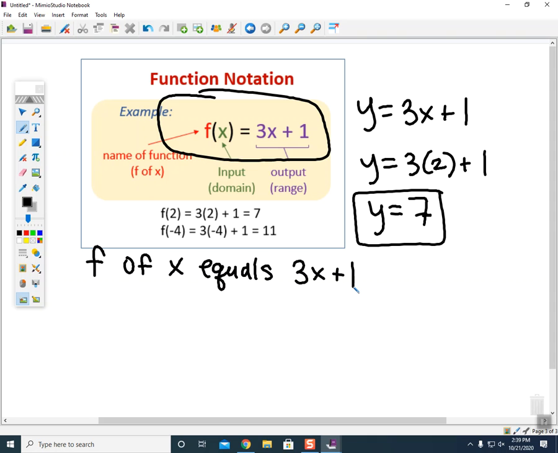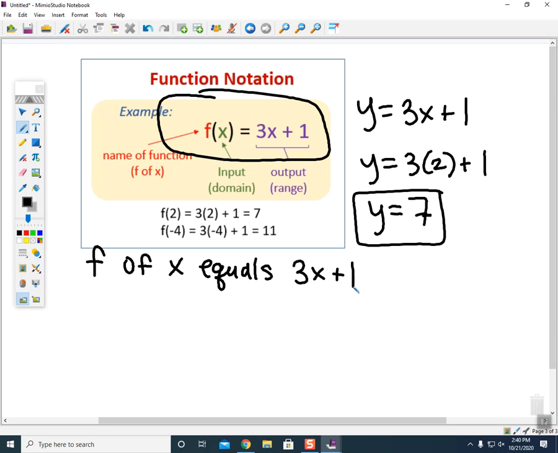Now I have 3 different components to my function notation. So my first one is this f, right? I have f of x. Well, my f is just the name of my function. It's what I decided to name my function. So most of the time, you're going to see f of x. We choose the letter f because function starts with f, right? Kind of makes sense. So most of the time we use f of x.